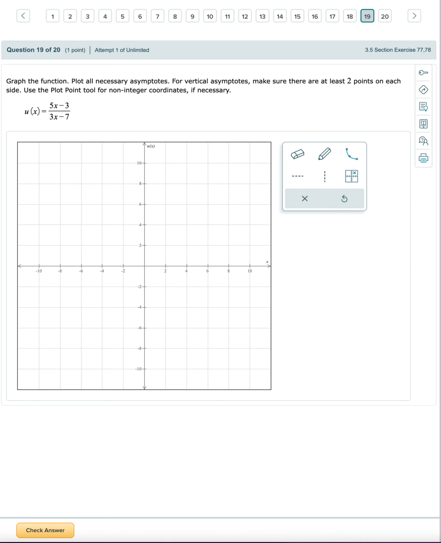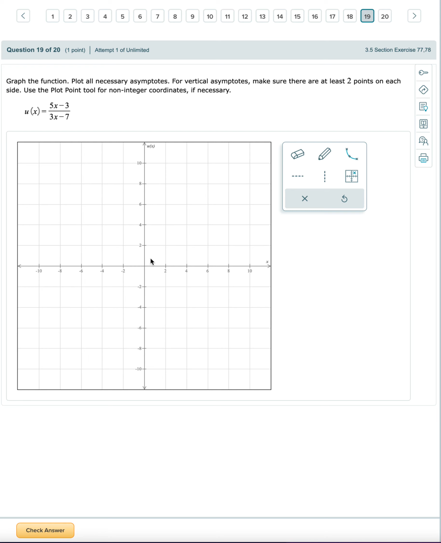Let's go ahead and take a look at this function. U of x is equal to a rational function. Starting with the horizontal asymptotes, we notice that the degree of the numerator is 1 and the degree of the denominator is 1. So when these degrees are the same, we have a horizontal asymptote y equals the ratio of the leading coefficients.